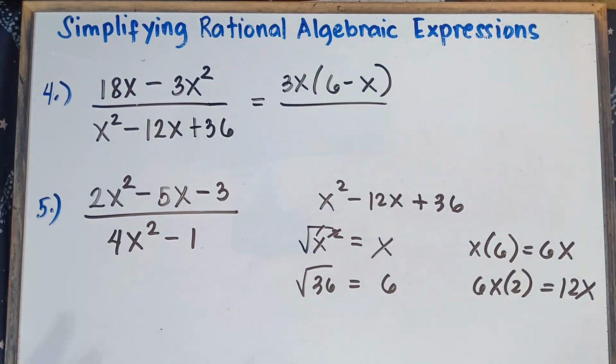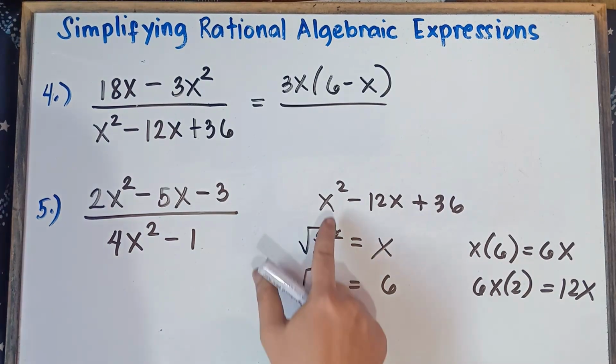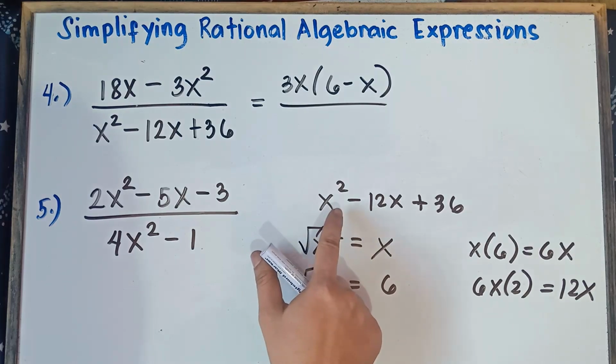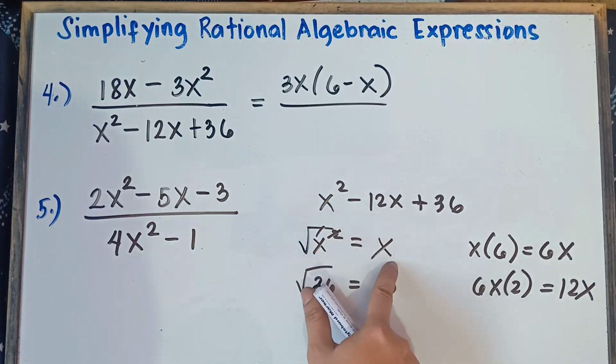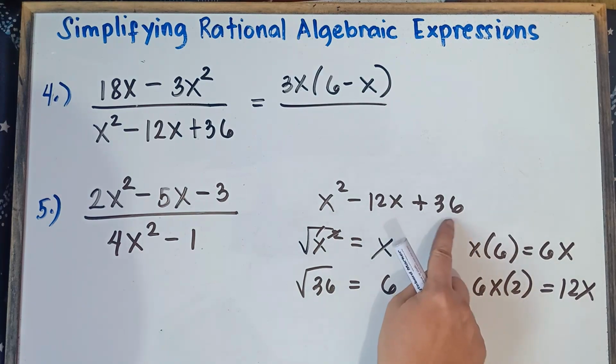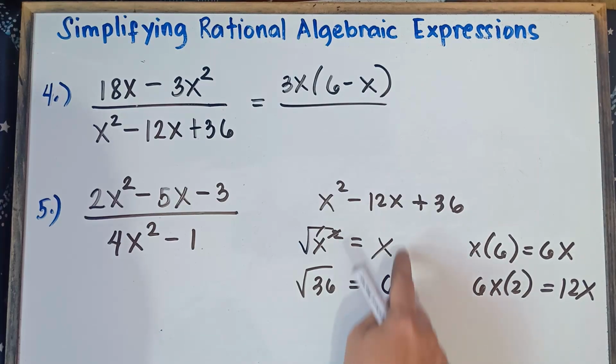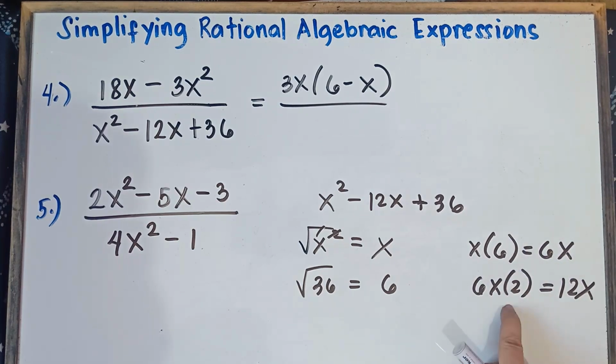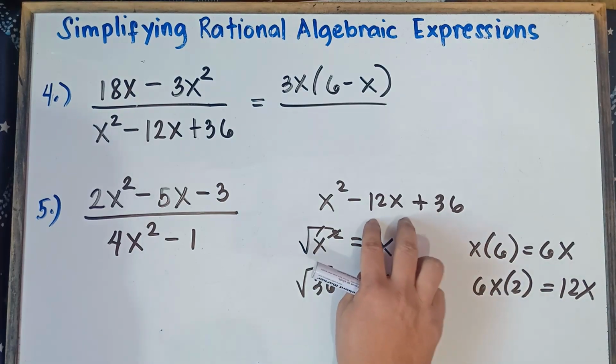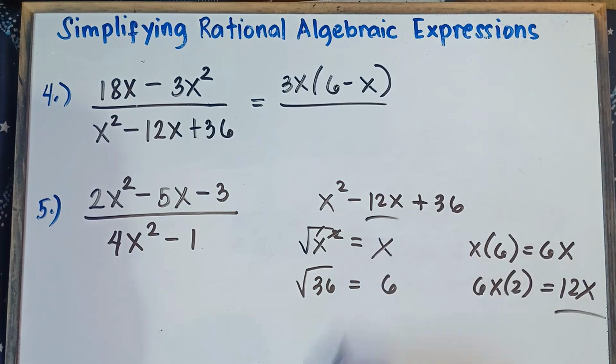Once again, class, to know that this is a perfect square trinomial, simply get the square root of the first term, the square root of x squared, that would be x. Get the square root of the last term, the square root of 36, that would be 6. Multiply x times 6, that would be 6x. Double your answer, 6x times 2, that would be equal to 12x. So therefore, this is a perfect square trinomial. You have the same answer, 12x.